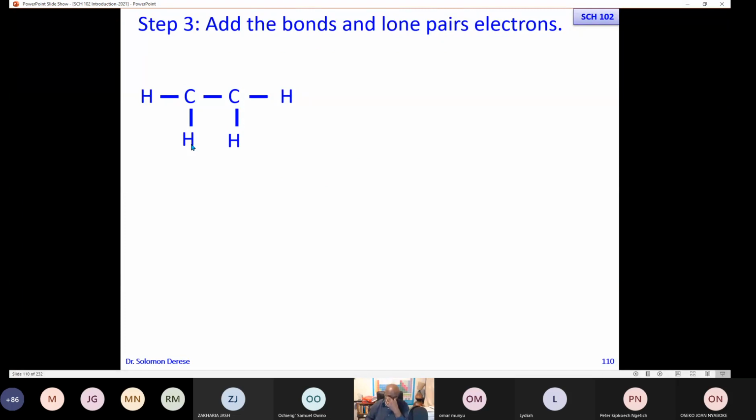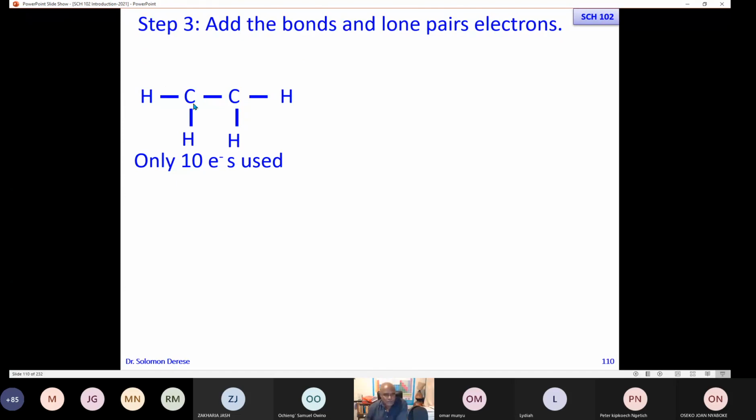Now, after we have done this, how many of the 12 electrons did we use? We only used 10 of them. 1, 2, 3, 4, 5, 5 times 2, 10. We are left with 2 additional electrons. Those additional electrons we must add as a lone pair. You have to see this as a pair, not single. They come as a pair. Now we have 2 electrons left, so we'll put them as a pair.